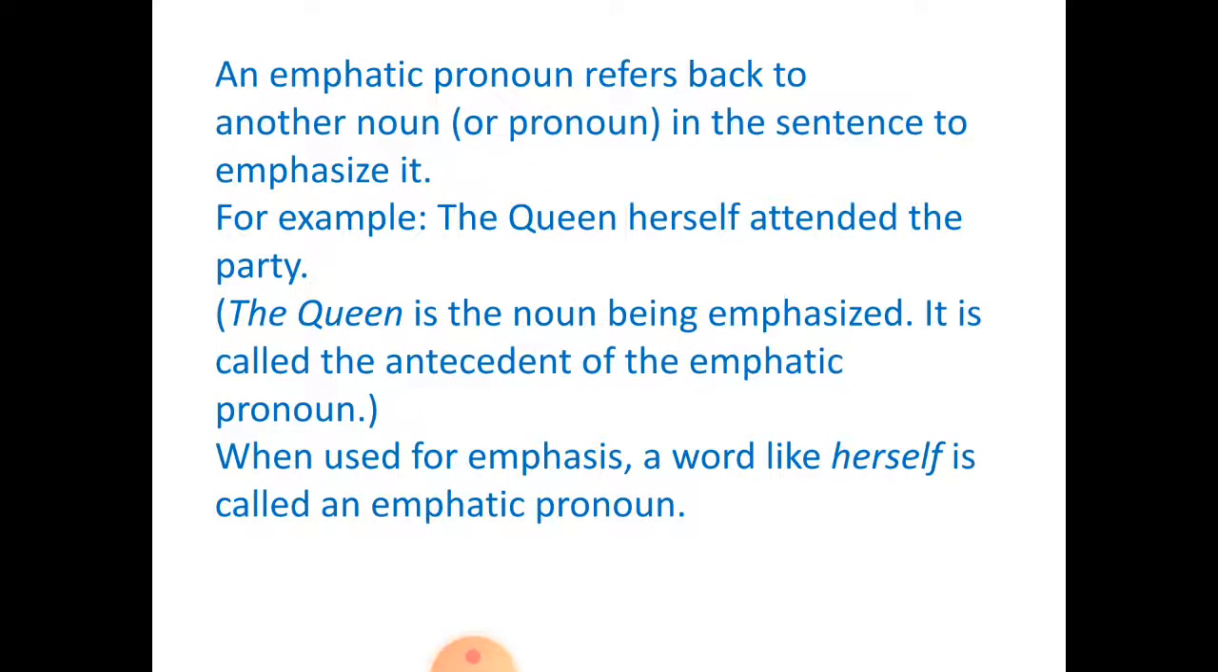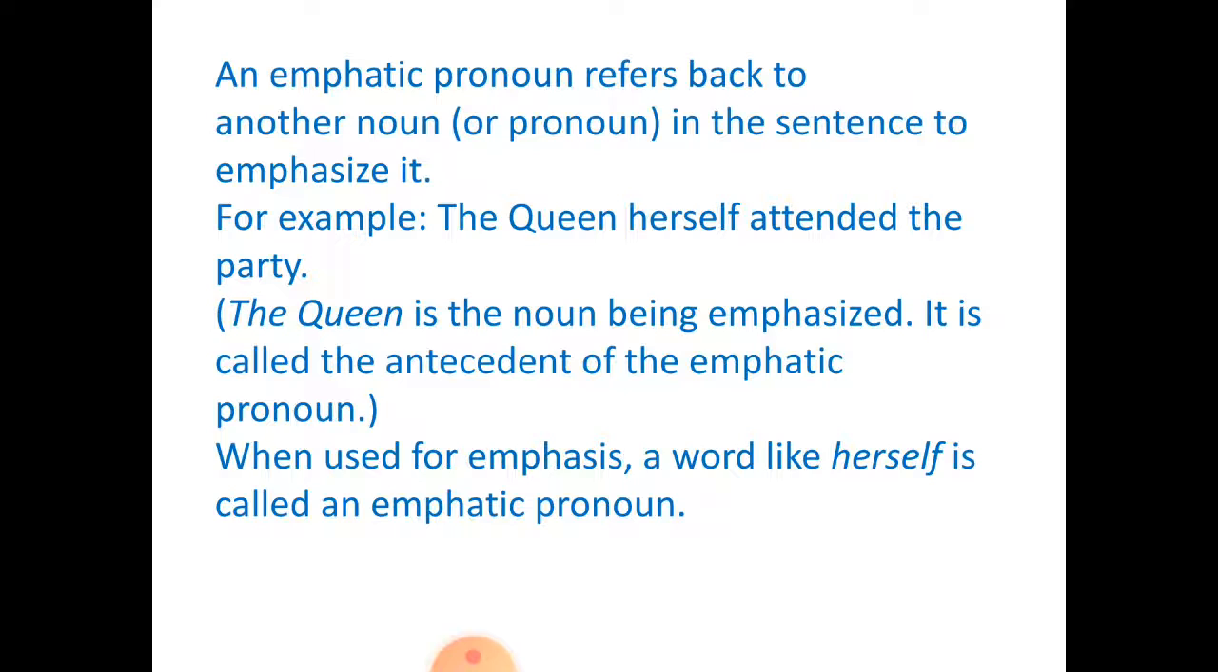An emphatic pronoun refers back to another noun or pronoun in the sentence to emphasize it. For example, the queen herself attended the party. Now, the queen is the noun and she is being emphasized. So, it is called the antecedent of the emphatic pronoun. Now, what is antecedent, that I will tell you in the next slide. But here you see, it emphasizes the antecedent queen. So, the noun is the queen.